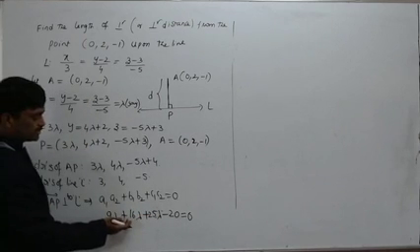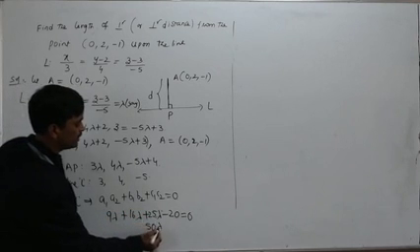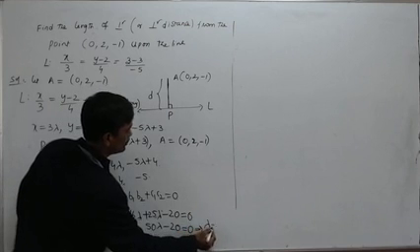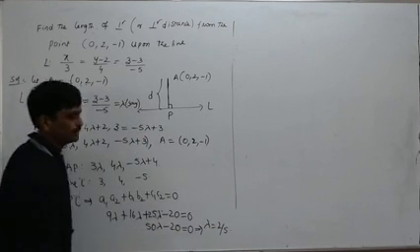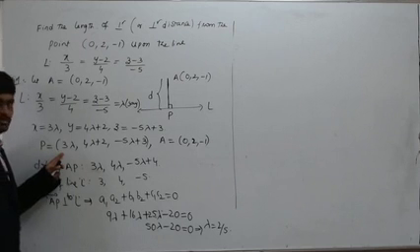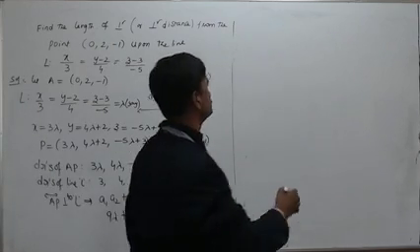So 9 plus 16 is 25, 25 plus 25 is 50. So 50 lambda minus 20 is equal to 0. If you simplify, you will get the lambda value 2 by 5. So don't substitute lambda value 2 by 5 in P, because here it is required to find the distance, not the foot. So then directly you consider AP.